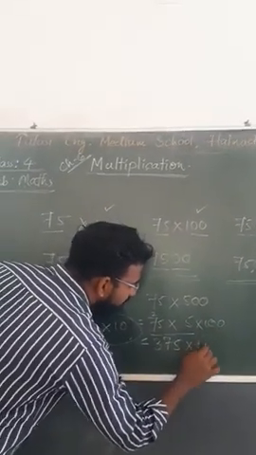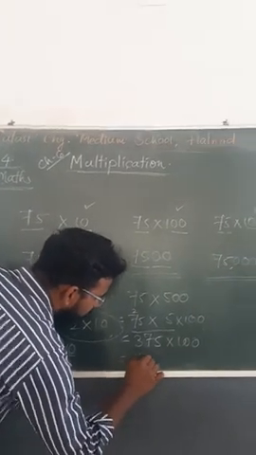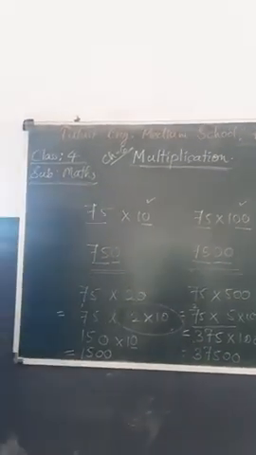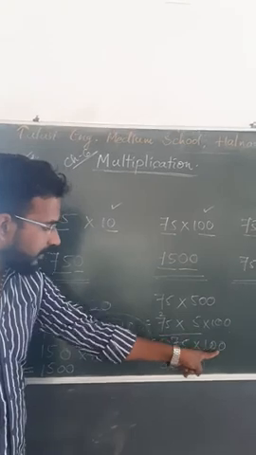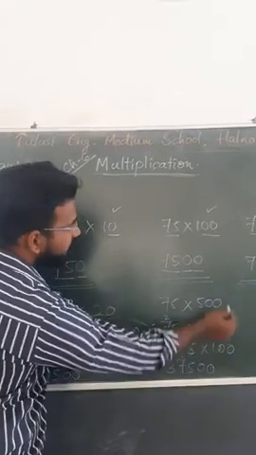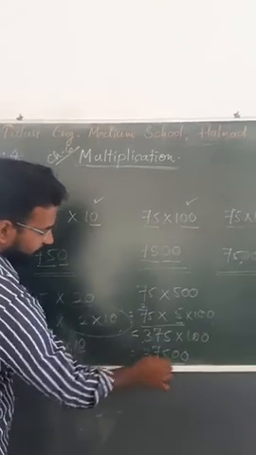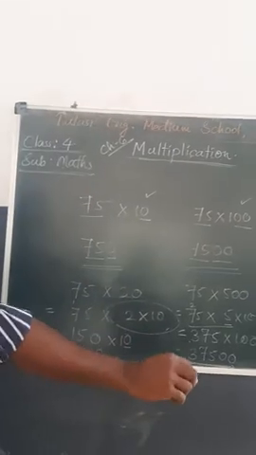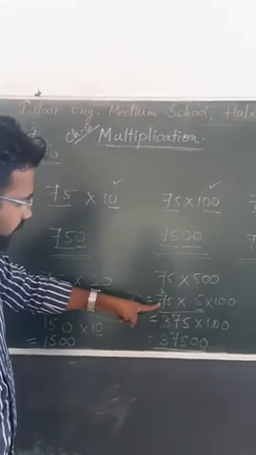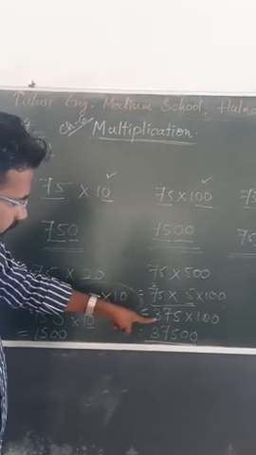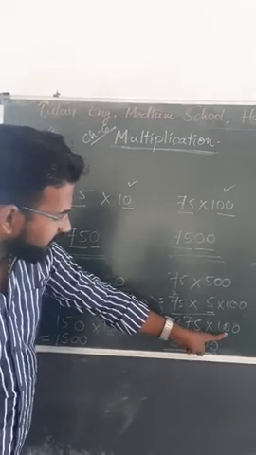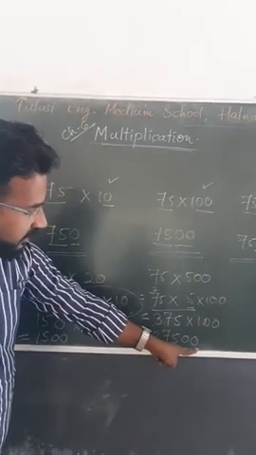Into this 100: 375 and 2 zeros. I added 2 zeros. First we have to multiply by 5, then we know how to multiply by 100. 5 into 5, 25, carry 2, 5 into 7, 35, plus 2, 37. 375 into 100 means just place 2 zeros on the right side.